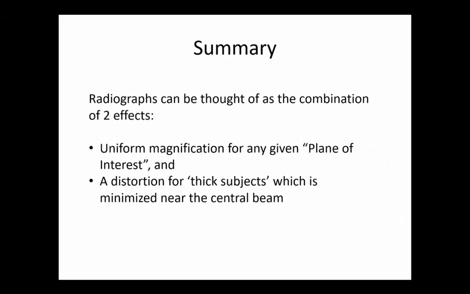So one way to summarize radiography is to say that a radiographic image is a combination of these two effects. One effect is that there's uniform magnification for any given plane of interest where you might want to measure. But secondly, there is a distortion for any thick objects, which is minimized near the central beam. And that's why sometimes it does come up that where you point the central beam is important. That's where you're going to get the best image without this sort of smearing distortion that I just explained.